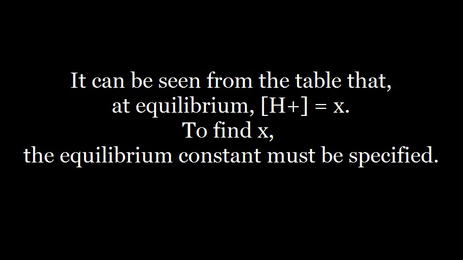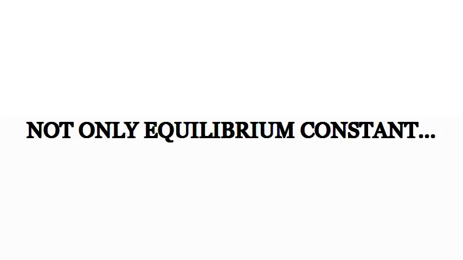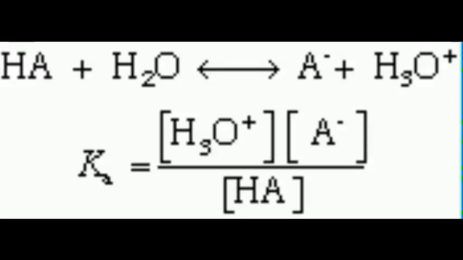The second row is the change occurring during the reaction. The third row is the sum of the first 2 rows and shows the final concentration of each. It can be seen from the table that at equilibrium, the concentration of hydrogen is X. To find X, the equilibrium constant must be specified. Not only is the equilibrium constant calculated, but the acid dissociation constant is also calculated.